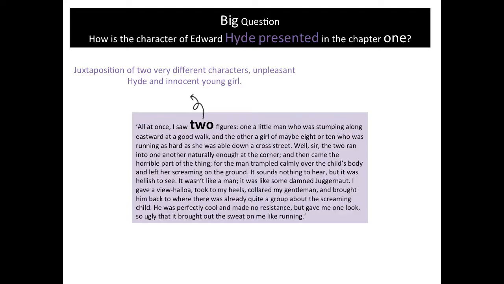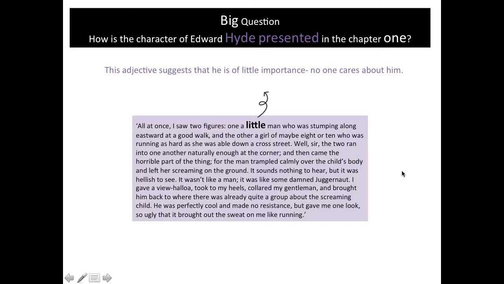So that's our introduction to Hyde. We're going to look at some of the vocabulary used by Stevenson to try and portray the type of monstrous character that he is. So, number one, we're going to look at the idea that there was two figures. We've got a juxtaposition here of two very different characters. Hyde, the man, versus this other little girl of maybe 8 or 10. The little man, although usually you might see this as an adjective to suggest that they're little and meek and possibly have less power, with this, because of who Hyde is, you realise that it's shown that he's got very little importance, nobody really cares about him.